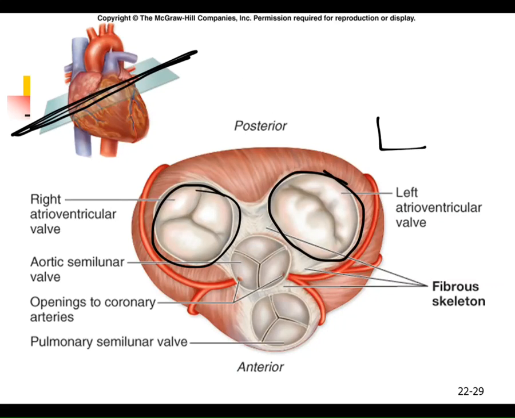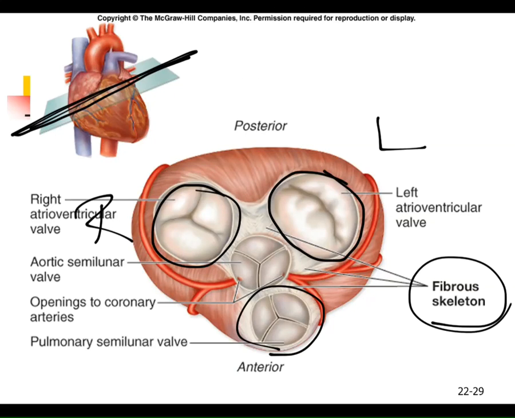So this must be the left side and this must be the right side. But I still don't see anything half moon looking here. The semilunar valves still don't look anything half moonish to me. But the point here is that you can see all four valves in one slice, one plane, being held in place by the fibrous skeleton. So all that white stuff around all the four valves is the fibrous skeleton.